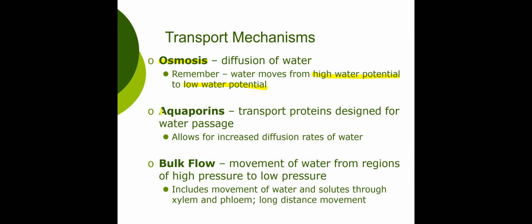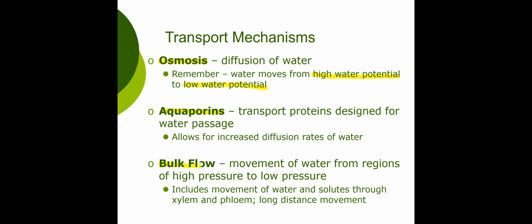Water can and will move because it passes through these proteins called aquaporins. Remember, the cell membrane is a phospholipid bilayer, and it has those hydrophobic tails in the middle. So water can't really pass across the phospholipid bilayer, but it can move through these proteins called aquaporins. These are going to allow for that water passage. Anytime you do have a water imbalance, water is going to move through those aquaporins.